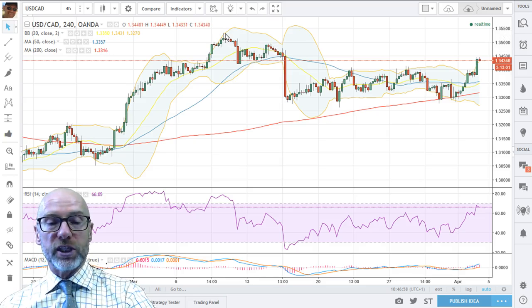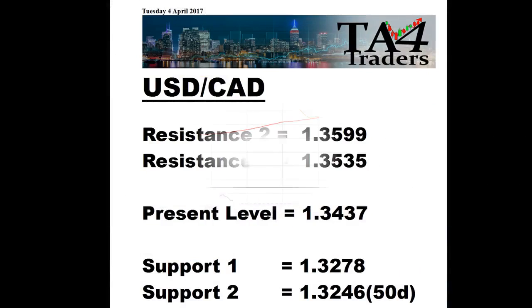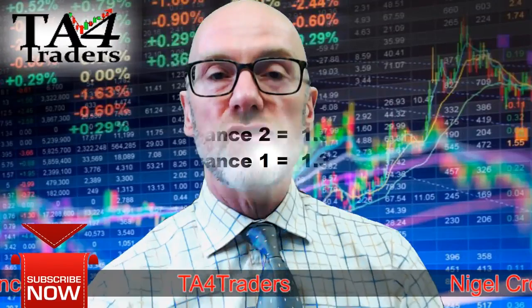And the support resistance levels on the USD Canadian dollar, you've got the resistance 1 at 135.35 and then 135.99, with the support at 132.78. And then at the moving average 132.46. So that has been TA for traders on Tuesday the 4th of April, looking at some currencies.